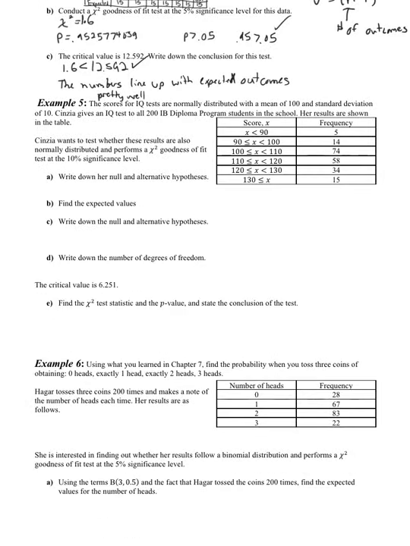Example 5. Scores for an IQ test are normally distributed with a mean of 100 and a standard deviation of 10. Zia gives an IQ test to all 200 IB diploma program students in the school, and her results are shown in this table. She wants to test whether these results are also normally distributed and performs a chi-square goodness of fit test at a 10% significance level.